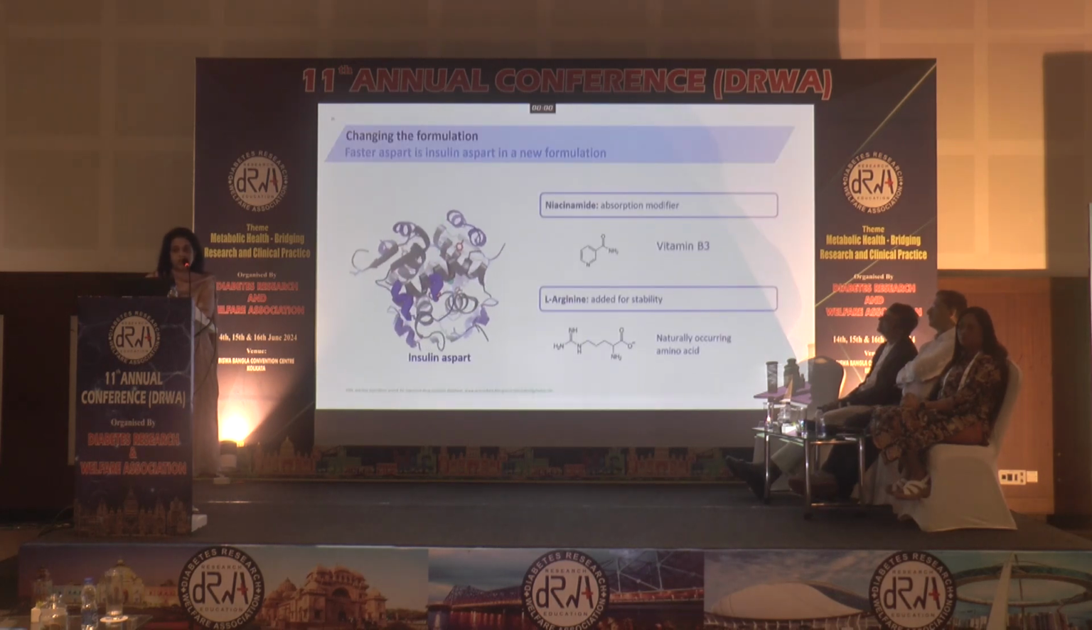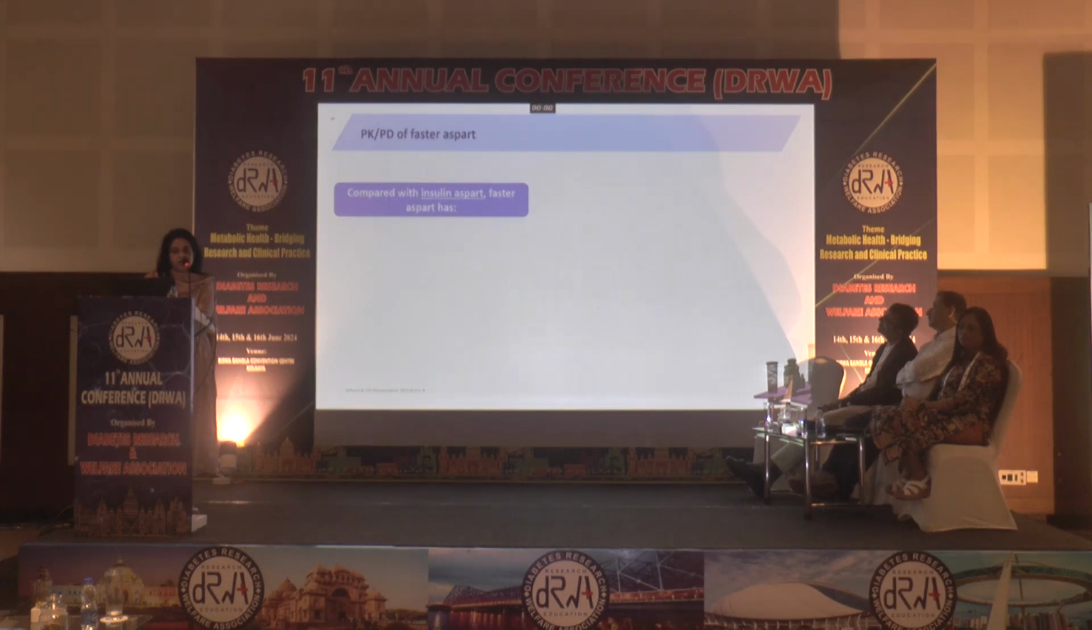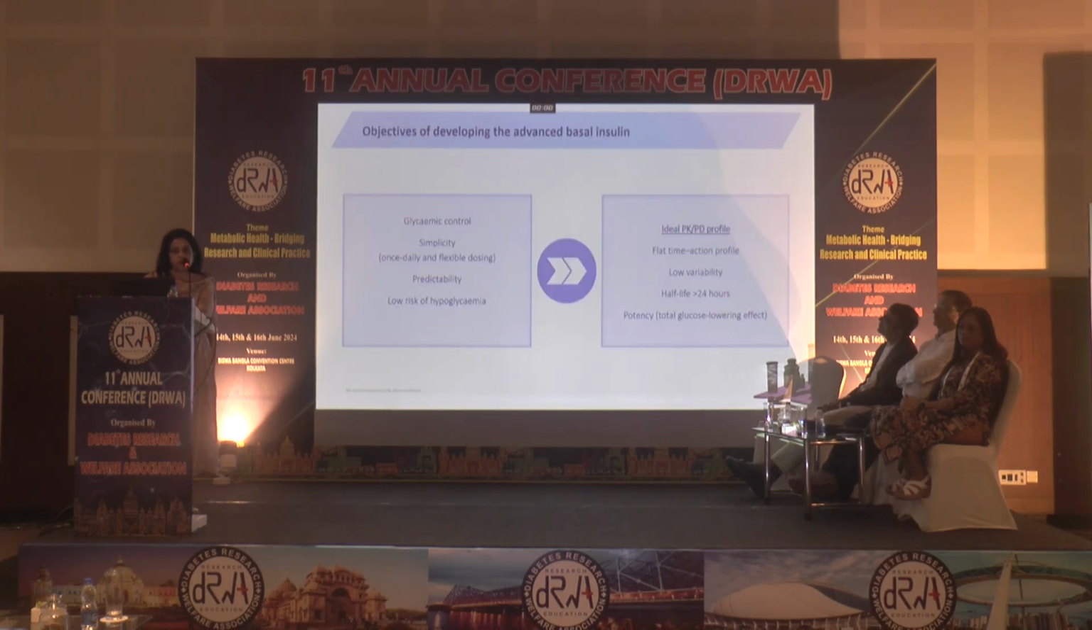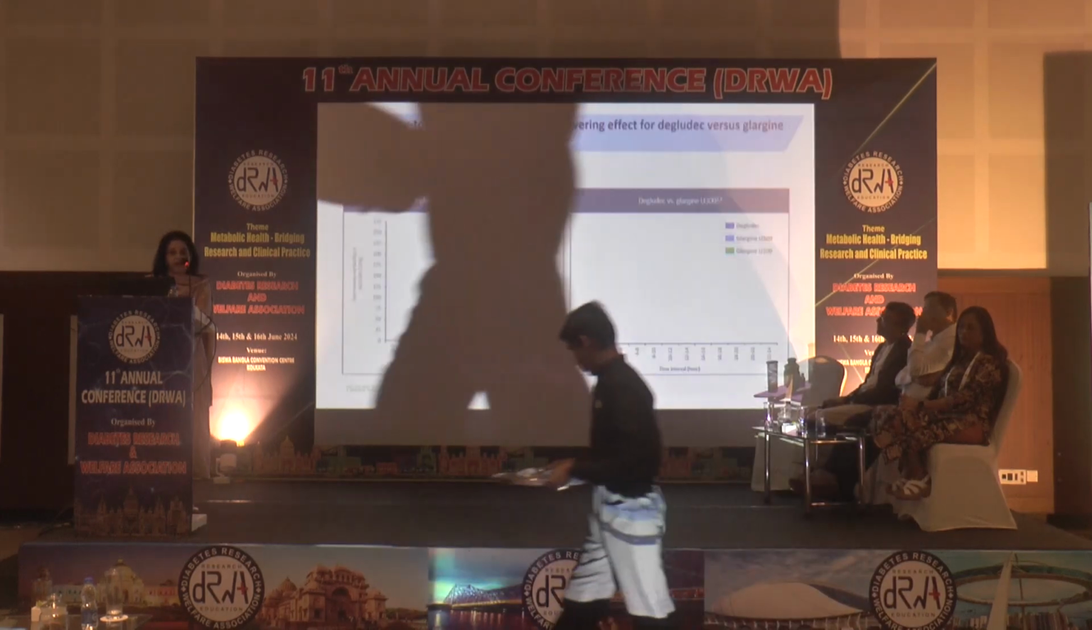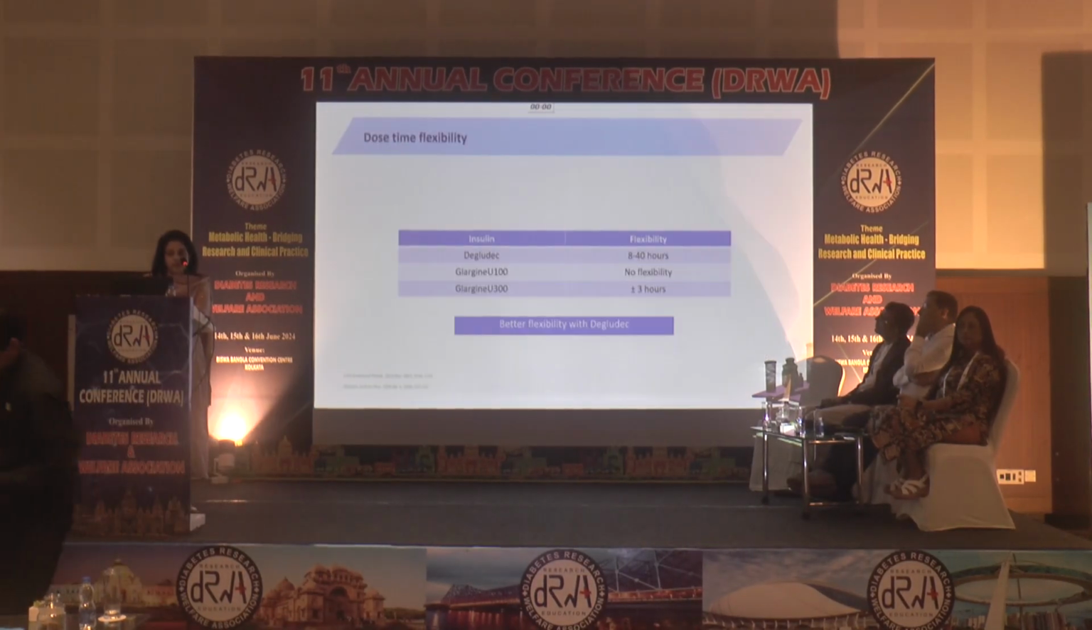So this is the faster aspart, which I've talked about. And this is the insulin Degludec, which is ultra long acting, because you can see it stacks up as hexamers, and then you can see that it acts. So then you have a window of opportunity. You can give it later in the day if the patient is, say, going to school or going for tuition and cannot take it at the same time day after day. So there is lesser variability.